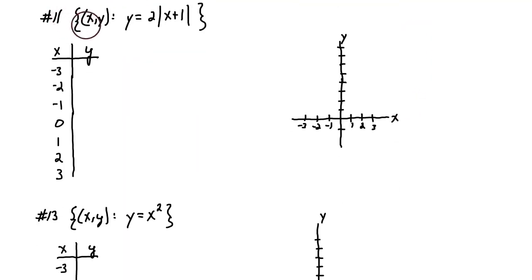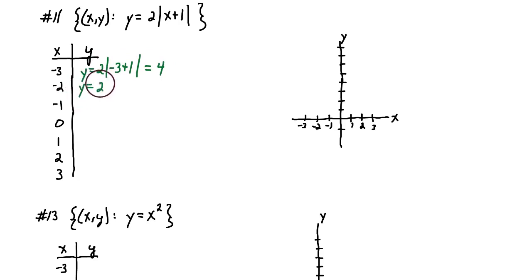Number 11, the set of ordered pairs x comma y such that y equals 2 times the absolute value of x plus 1. This equation already has the y alone, so we don't need to rearrange anything. Let's fill in our chart. y equals 2 times the absolute value of negative 3 plus 1, and figure out what this makes. Negative 3 plus 1 is negative 2. The absolute value of negative 2 is positive 2. And 2 times positive 2 is 4.